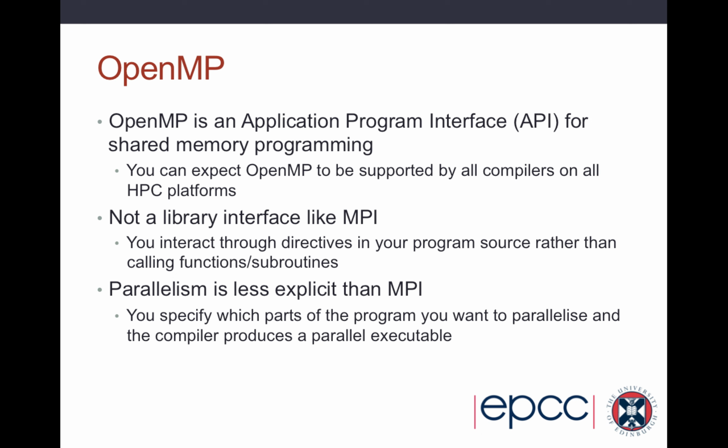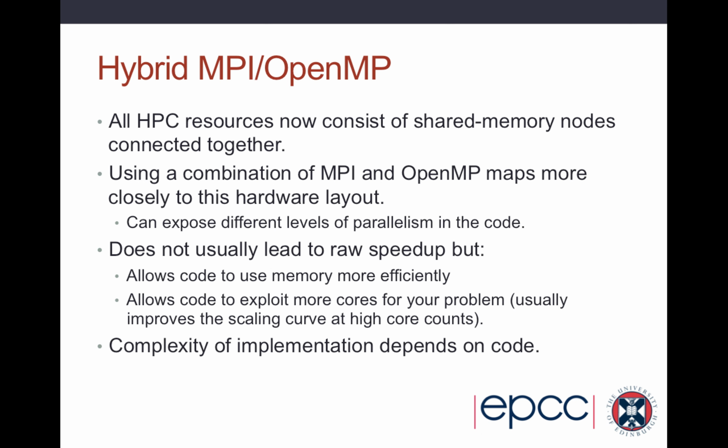architectures. A model that's becoming more common is a hybrid of the two, because as you saw in lecture 1, most HPC machines are made up from shared memory nodes connected together in some manner. There are these different hierarchies of parallelism. So there's a shared memory level, which might be best suited to using something like OpenMP, and then there's the distributed level, the level above it, which might be more suited to a message passing interface like MPI. So this MPI OpenMP combination often maps more closely to the hardware layout and you can use it to expose different levels of parallelism within the code.